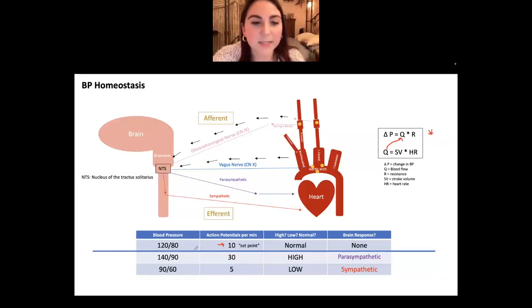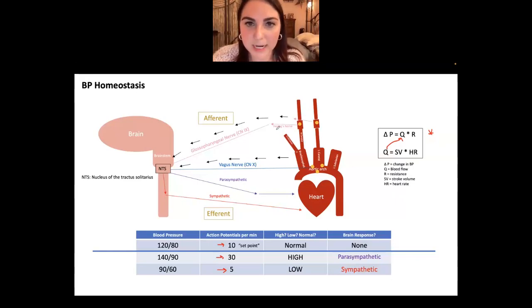Now let's say that something happens and the blood pressure goes to 140/90. Now you're sending 30 action potentials per minute. The brain's like, wow, that's a lot higher than I am expecting. It doesn't need to be that high. We need to get back to normal. So it's going to respond with a parasympathetic response, which I'll go into. And then let's say you have lower blood pressure, about 90/60. Now the baroreceptors are only firing about 5 action potentials per minute. The brain interprets this as really low, so we need to increase the blood pressure. So it stimulates a sympathetic response.